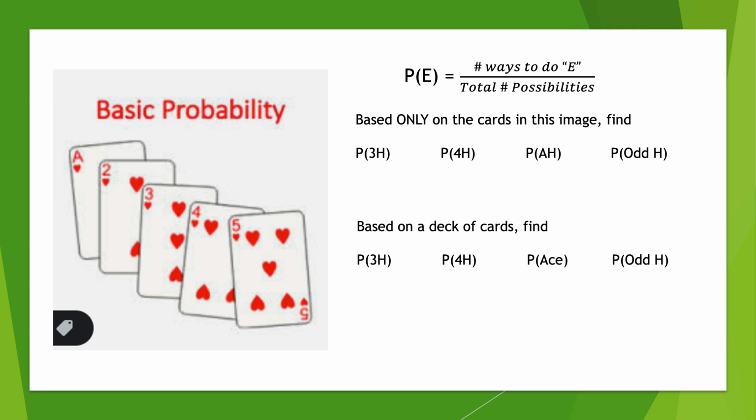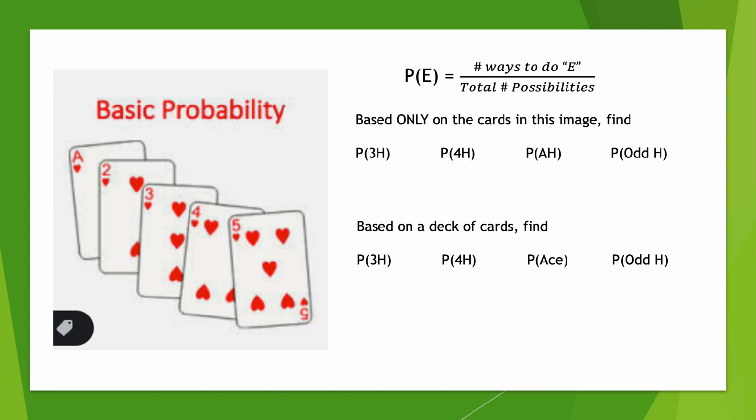Okay, basic probability time. The probability of an event E, and this is your core, your key understanding, is the number of ways to do the event E out of the total number of possibilities. What we're going to stress on this first card, and some of the first cards as a whole, is the idea of possibilities.